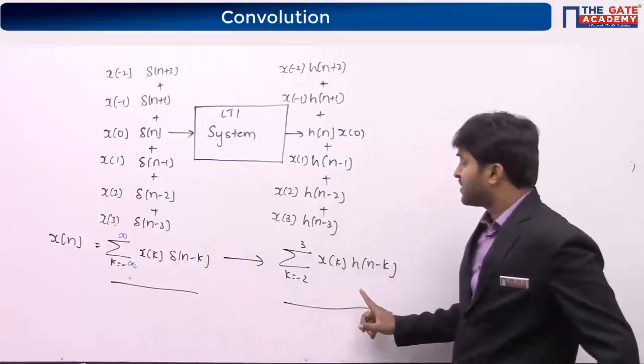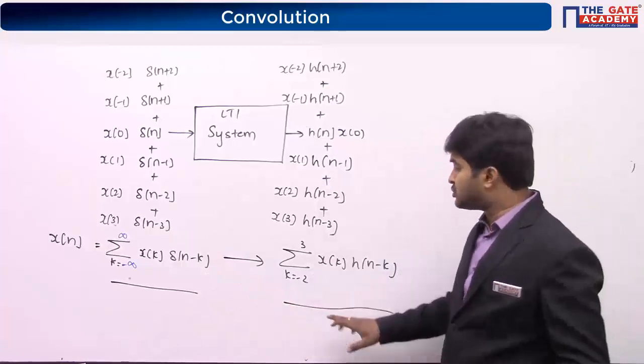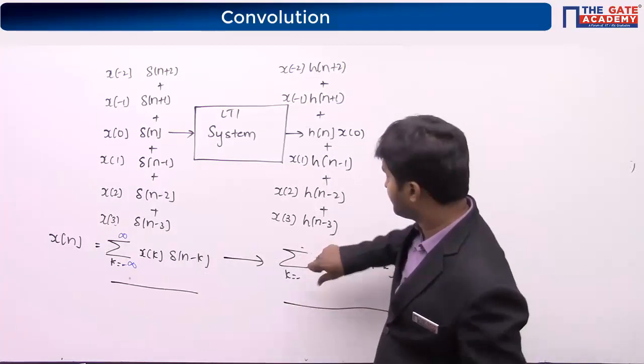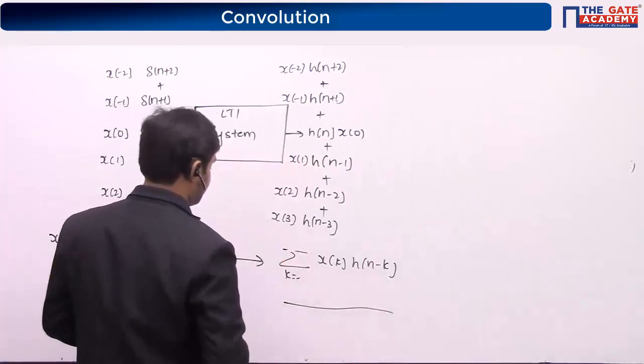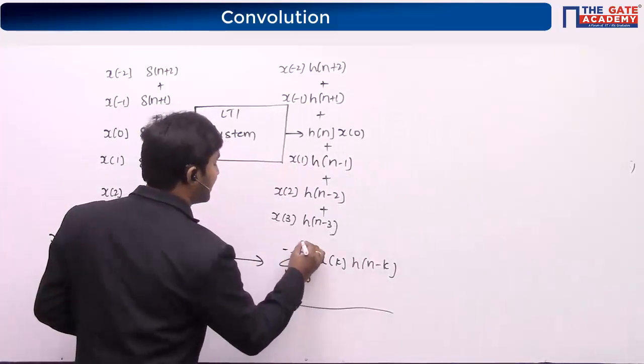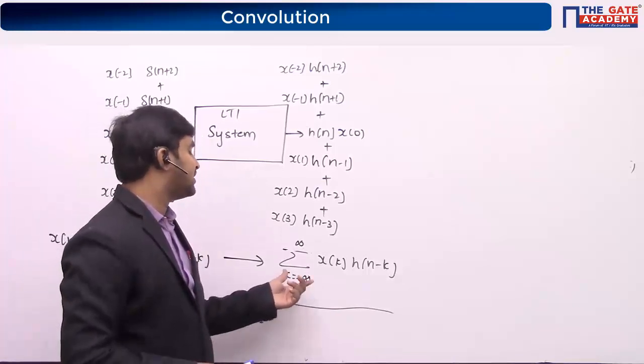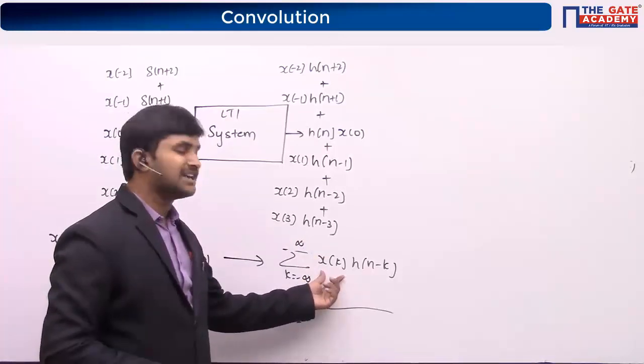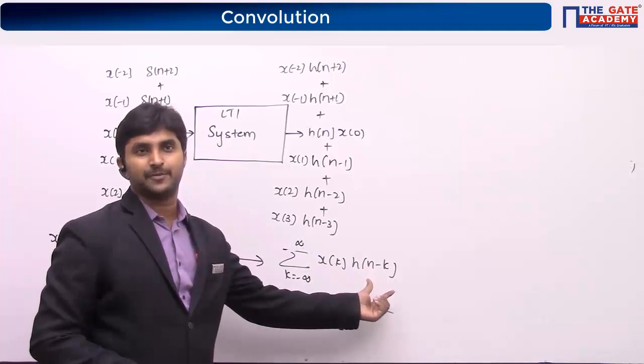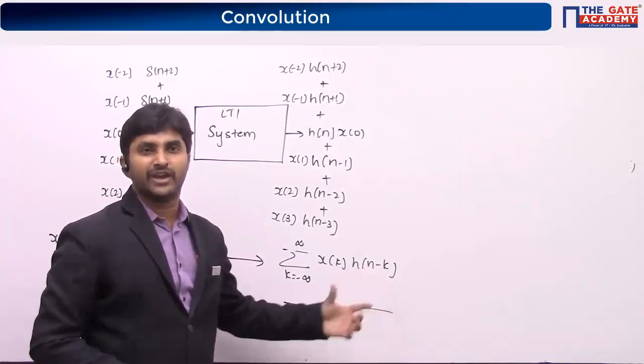In the same way, this part can also be extended from minus infinity to the value of infinity. So summation k is equal to minus infinity to infinity x of k h of n minus k.